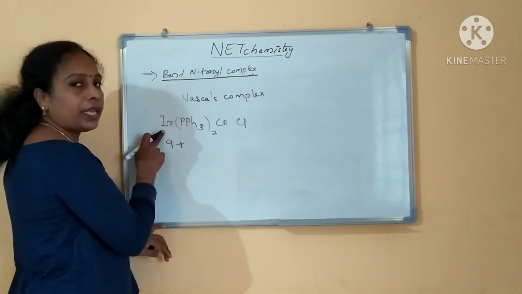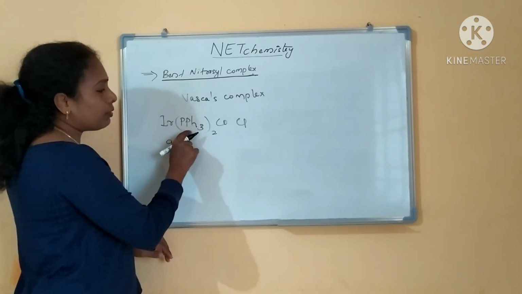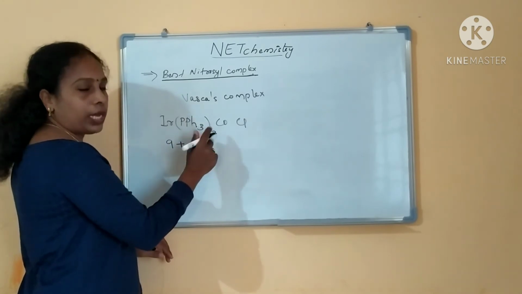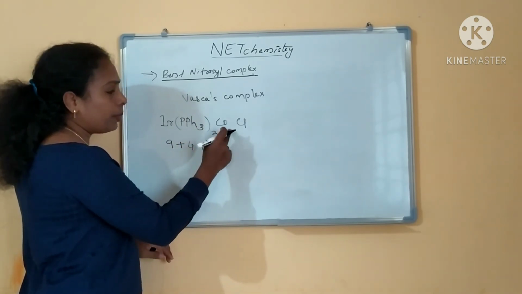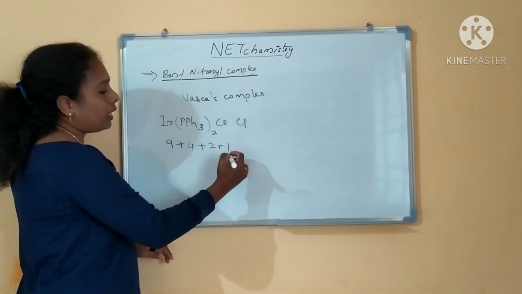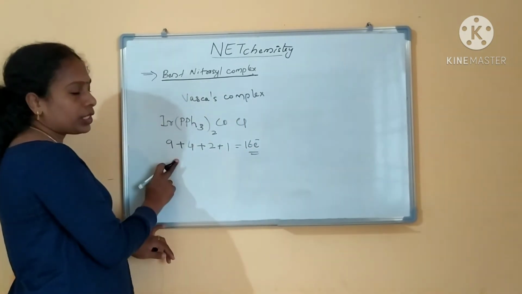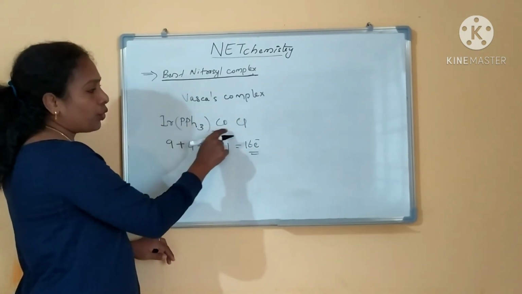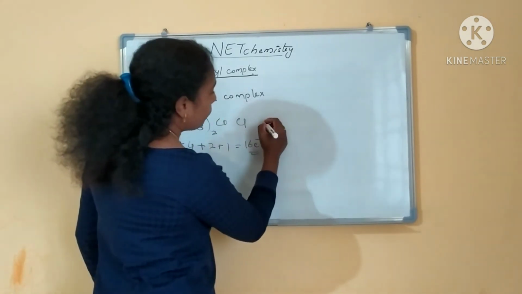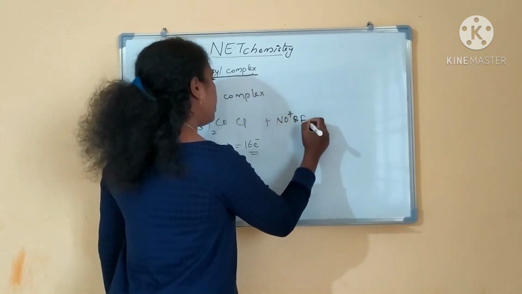9 for iridium, since it is cobalt, rhodium, iridium, right? 9 electrons. Triphenylphosphine gives 2 electrons. This ligand is a 2 electron donor, so 2 into 2, 4 electrons you will get. Carbonyl is a 2 electron donor and halogen is a 1 electron donor, right? So this is a 16 electron complex, a 4 coordination complex, 2 plus 1 plus 1. We will see it reacting with NO plus BF4 minus.